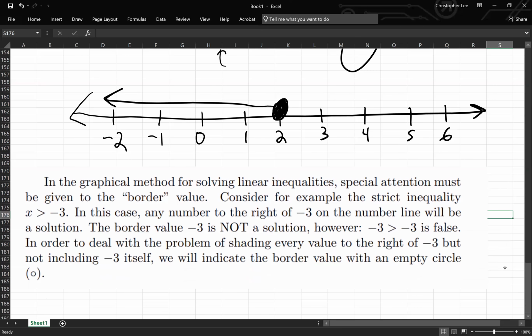So in the graphical method for solving linear inequalities, special attention must be given to the border value. Consider for example the strict inequality x is greater than -3. In this case, any number to the right of -3 on the number line will be a solution. The border value of -3 is not a solution, however, because -3 is not greater than -3. It's false. In order to deal with the problem of shading every value to the right of -3, but not including -3 itself, we indicate the border value with an empty circle, right?